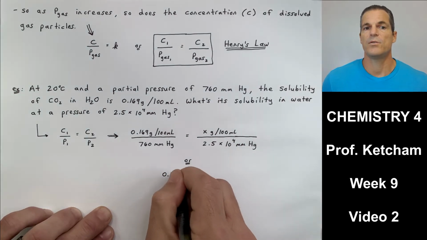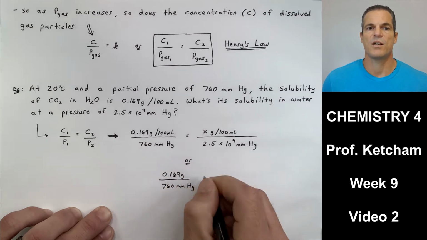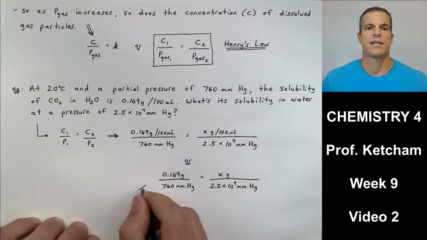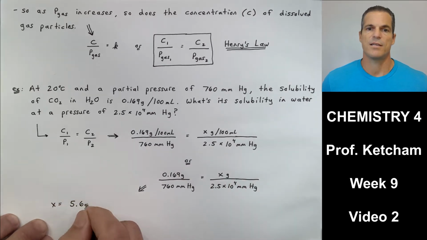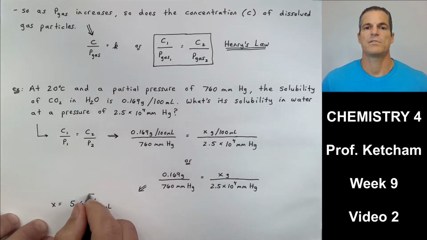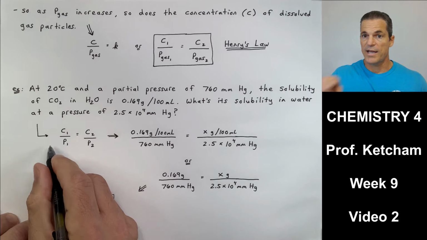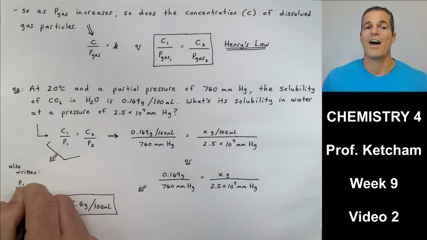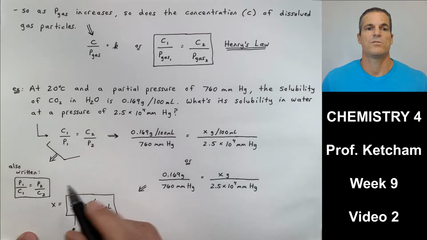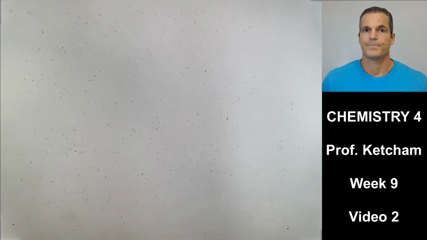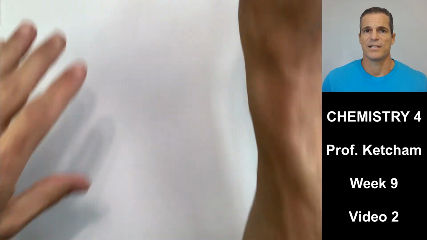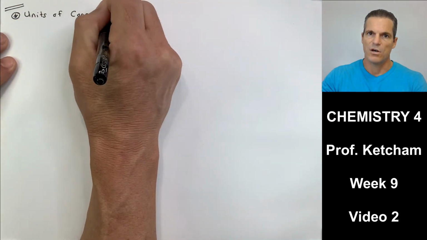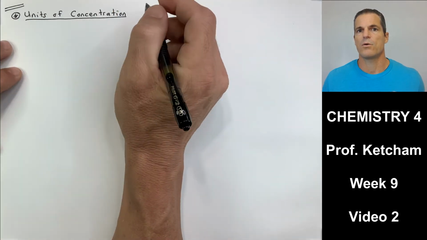C1 over P1 equals C2 over P2. So I set up my equation here. I can clean up my numerators by just dropping the per 100 milliliters. And I get 0.169 over 760 equals X over 2.5 times 10 to the fourth. I can cross multiply and set them equal, and I can solve. When I do that, I figure out I can now dissolve 5.6 grams of CO2 in 100 mL of water. That's a lot higher than 0.169. If I increase the pressure on a gas over its liquid, you can dissolve more gas particles in the liquid. This is how a can of Coke works.